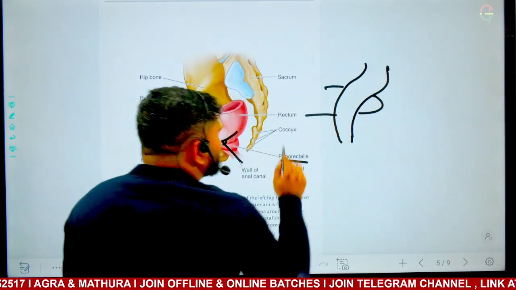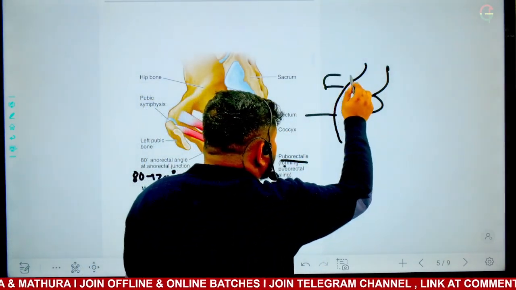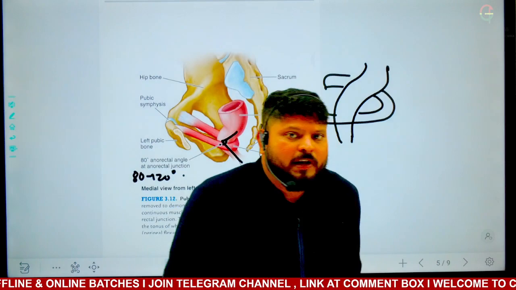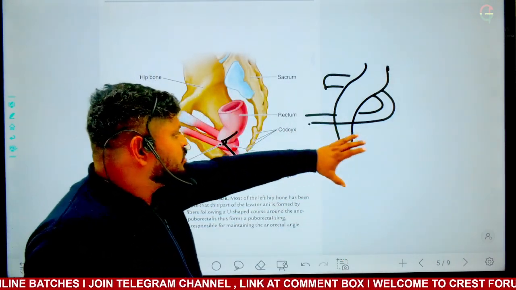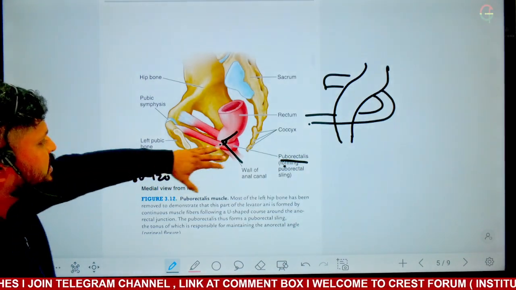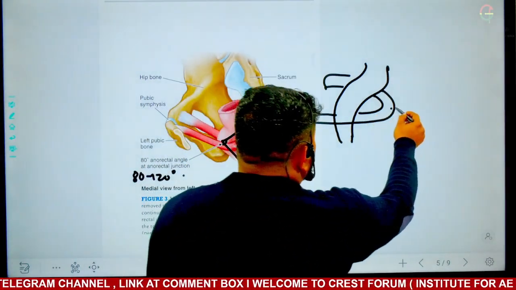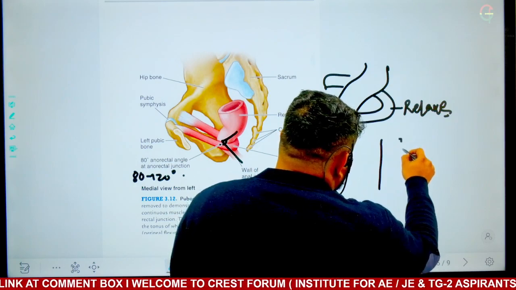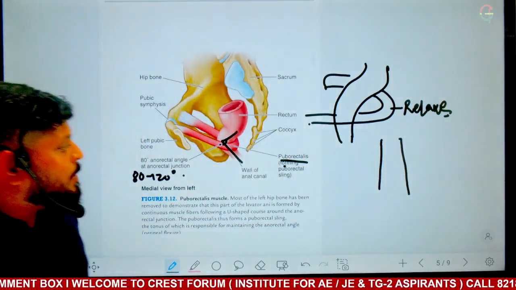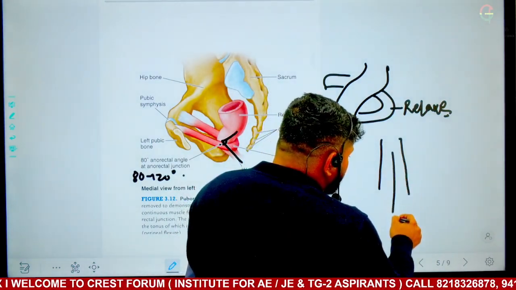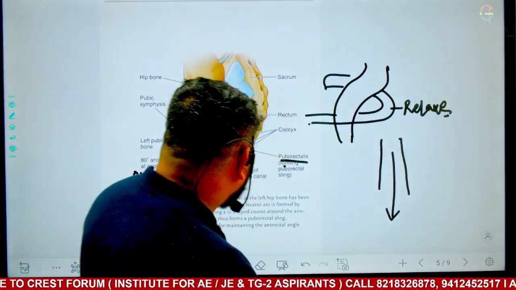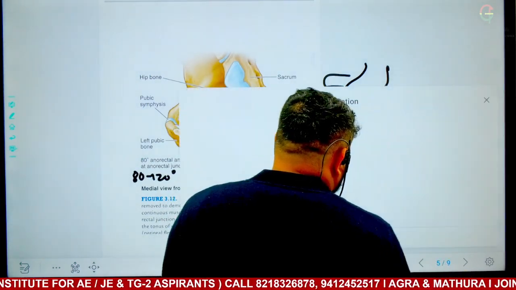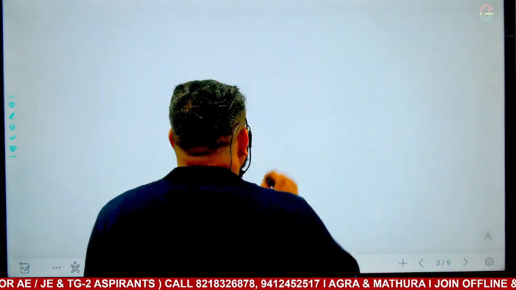Why does it have a curved path? In a normal condition, while standing or walking, the sling is in contraction and has some angle, but during defecation it relaxes. While defecating, the muscle relaxes and the anal canal becomes straight. I think this is enough to make you understand the role of the puborectalis muscle and how it forms the anorectal sling or anorectal ring.